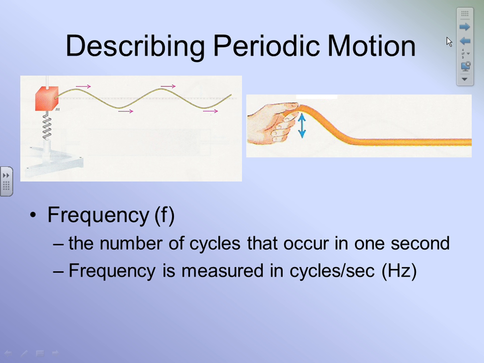So, which of these pendulums, top or bottom, has the greater frequency? The top. Good. Top one has greater frequency, right? It moves back and forth more often than the bottom one does. Which one of those pendulums, top or bottom, has the greater period? The lower one. It takes a longer time. What kind of relationship do frequency and period have? Inverse. They have an inverse relationship.